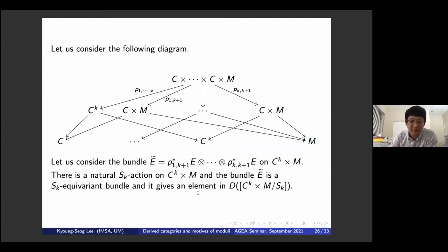So the idea of the construction is quite simple, because I have this diagram: C times M, and I have this projection map. For each copy of C times M, there is a Poincare bundle. Then I pull back these Poincare bundles to here and tensor them. Then this vector bundle has a natural S_k action, as there is a natural S_k action on this C^k times M. This bundle is also an S_k-equivariant vector bundle, and gives an element here.